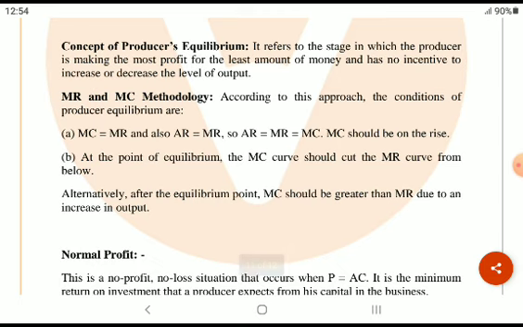Concept of producer's equilibrium: it refers to the stage in which the producer is making the most profit for the least amount of money and has no incentive to increase or decrease the level of output. MR and MC methodology: according to this approach, the conditions of producer equilibrium are MC is equal to MR and also AR is equal to MR. So AR is equal to MR is equal to MC, MC should be on the rise. At the point of equilibrium, the MC curve should cut the MR curve from below.